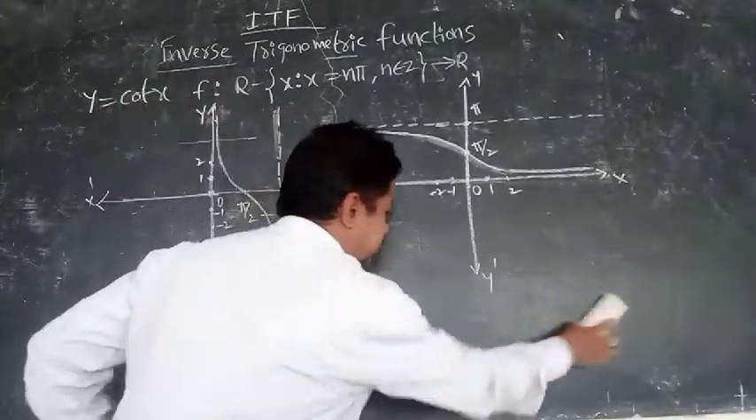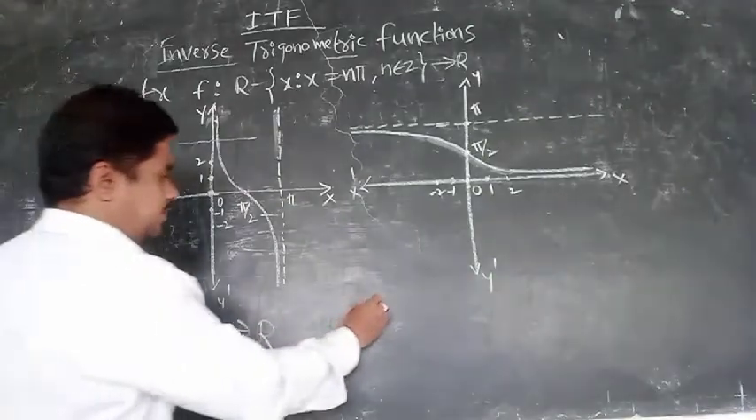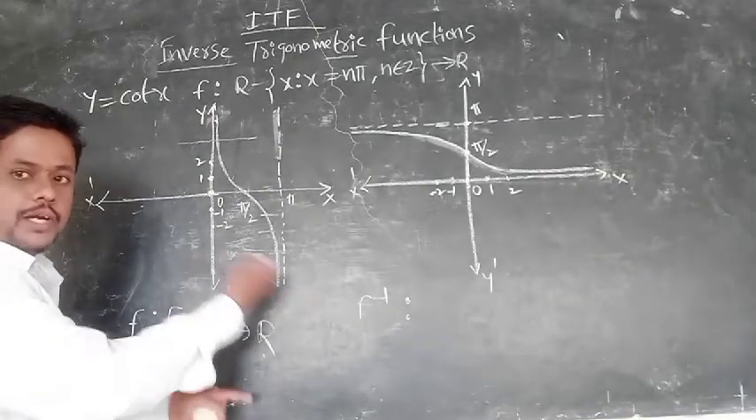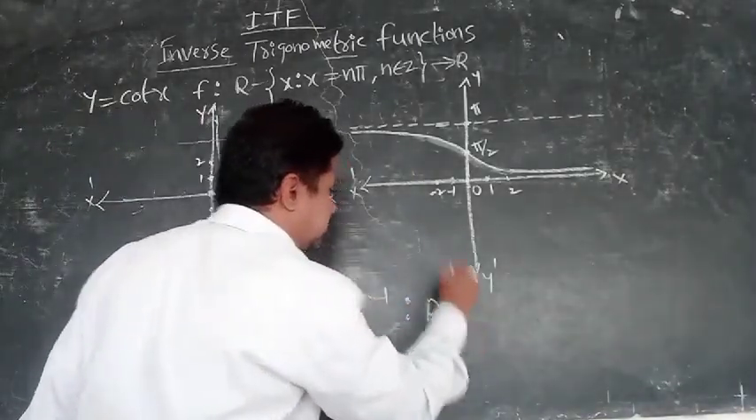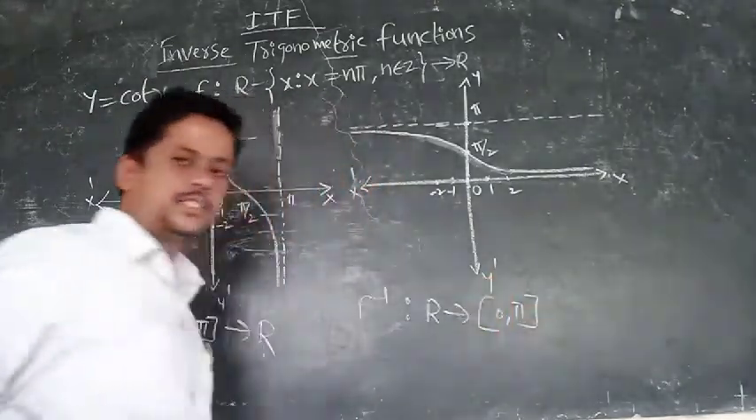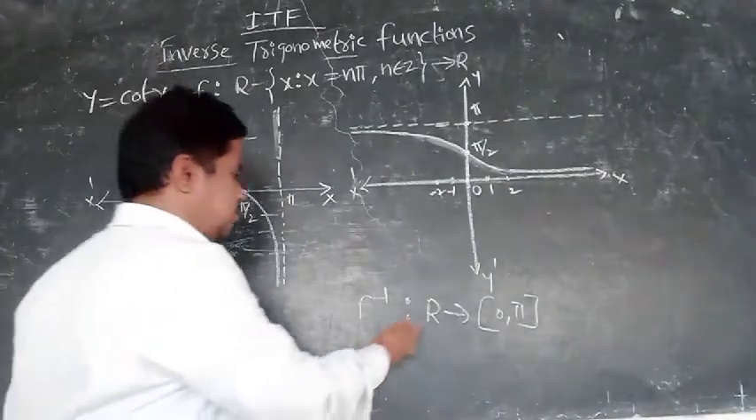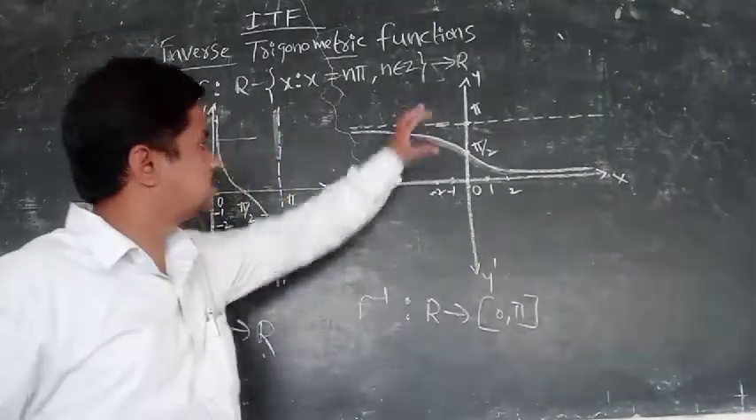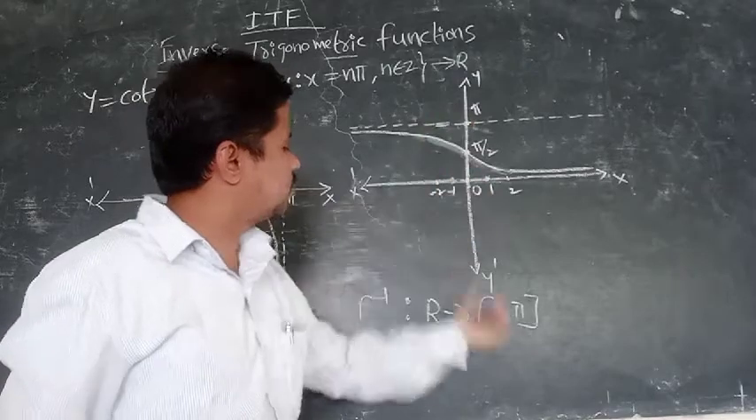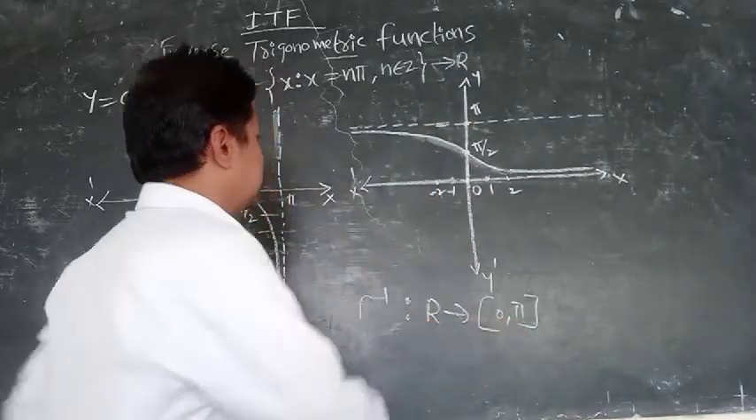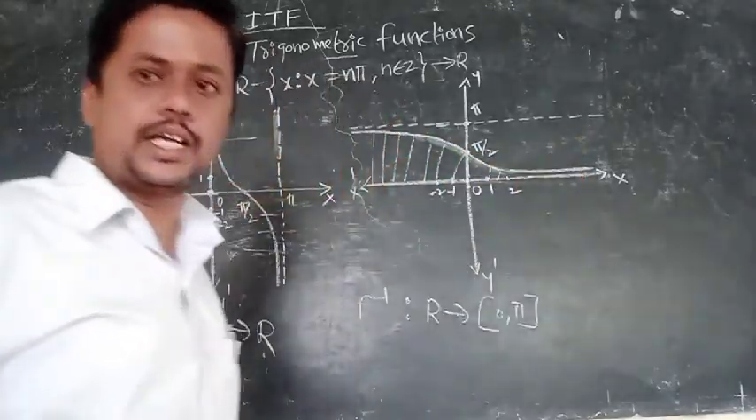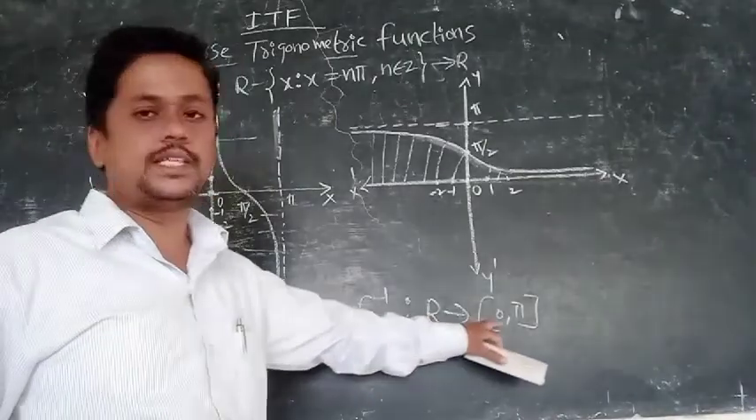Again, how will it work? See, for f inverse, the codomain becomes the domain, and the domain becomes the codomain. Therefore, R minus 0 to pi. So this is the domain, this is the range. Now observe this: the y-axis is 0 to pi, and all values are unique. Understood or not? So that's why this is the domain and this is the range.